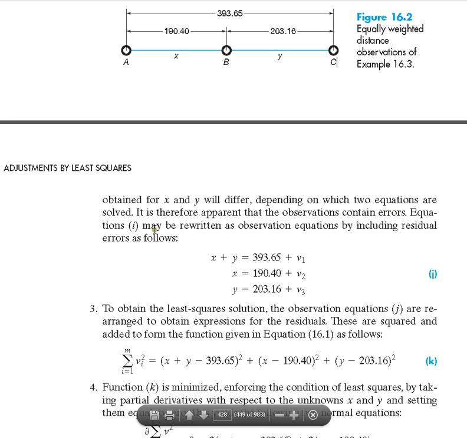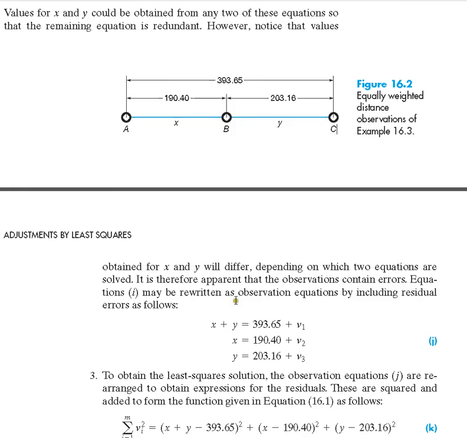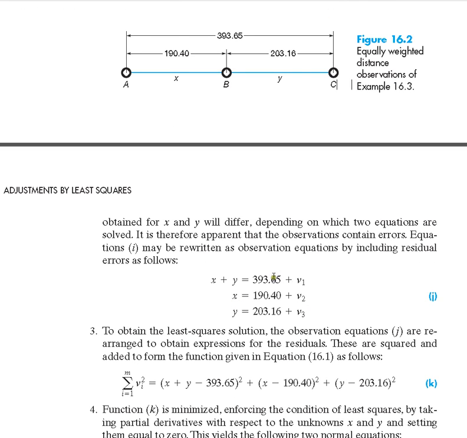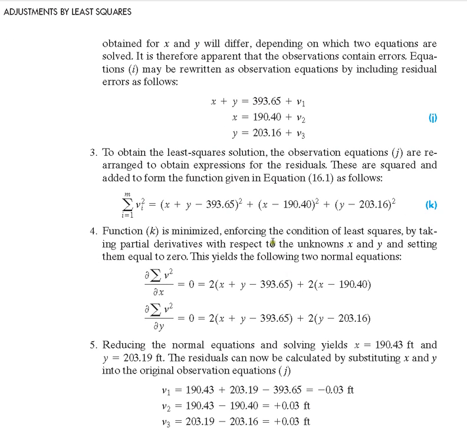So what they say is, okay, write the equations, but include the residual errors. So we had these original equations here, and now we have these equations here, and all you did is add residual errors. The next step states that to obtain the least squares solution, observation equations are rearranged to obtain expressions for the residuals. So we're trying to solve for R.